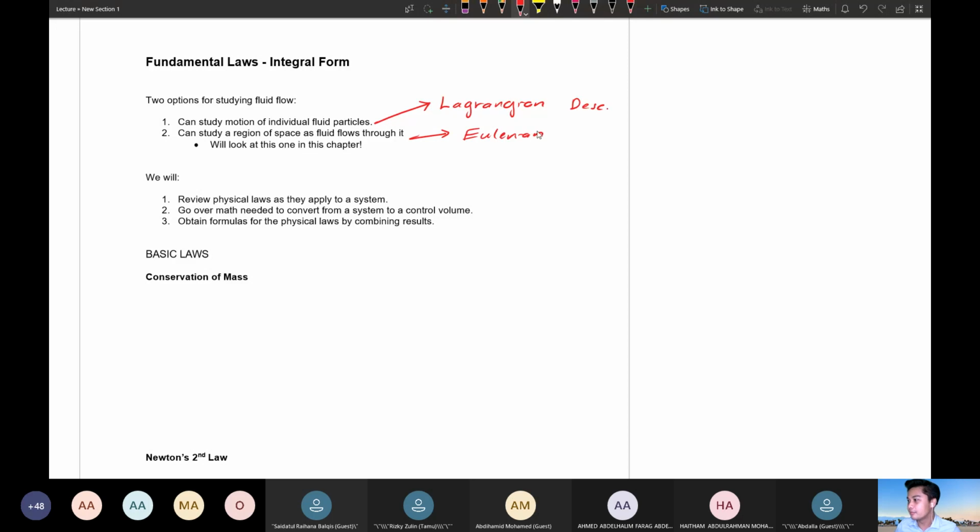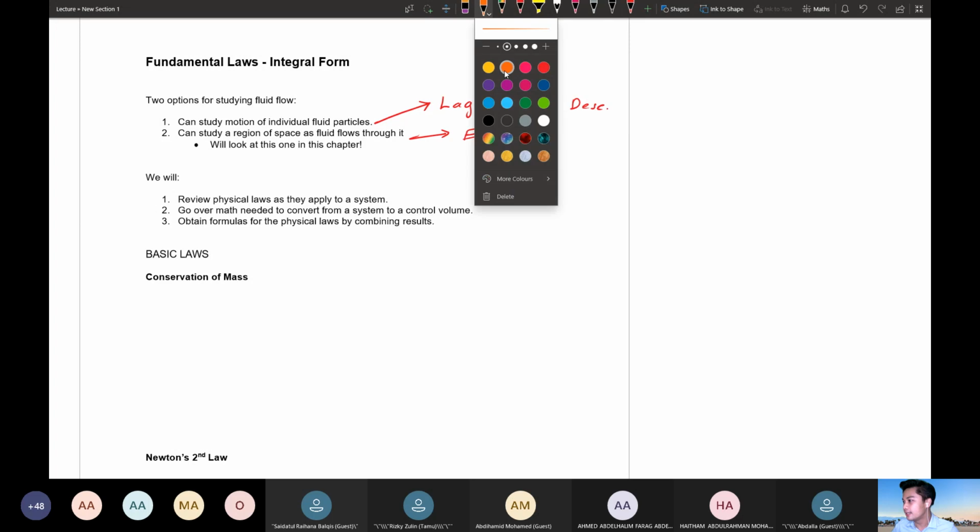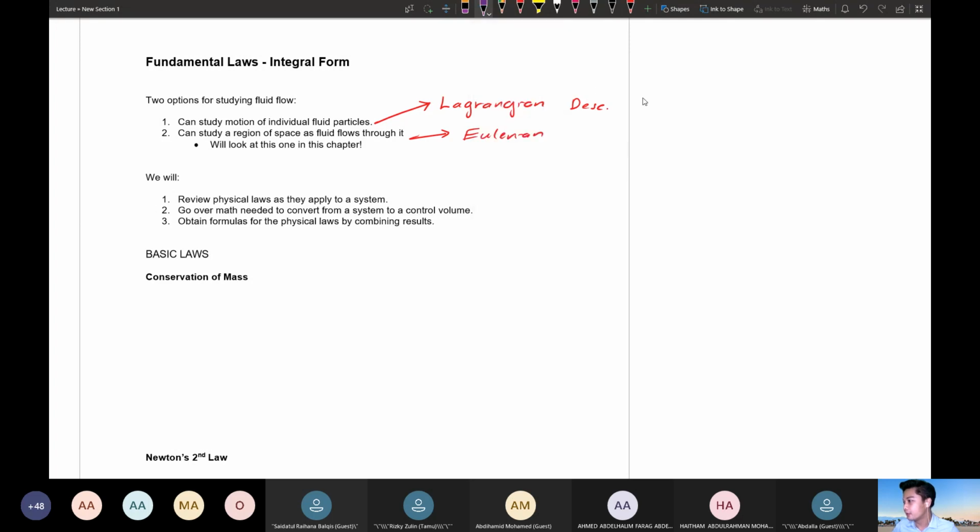Remember that the Lagrangian involves only time, a function of time. However, the Eulerian is a function of space and time. Normally we write space as x, y, z. This is space and time. So we will look at this one in this chapter.